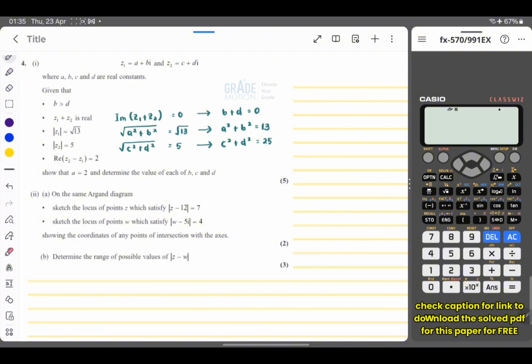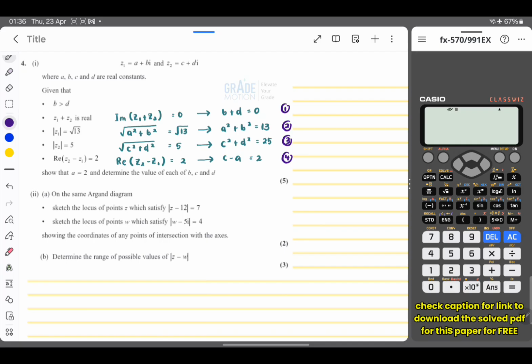Last, real value of Z2 minus Z1 is equal to 2. So, real value Z2 minus Z1, that is C minus A. This is equal to 2. That's it. We have 4 different equations. I will name this 1, 2, 3, and 4.